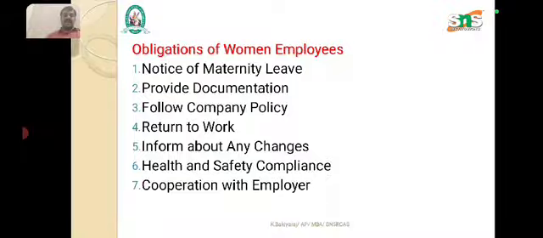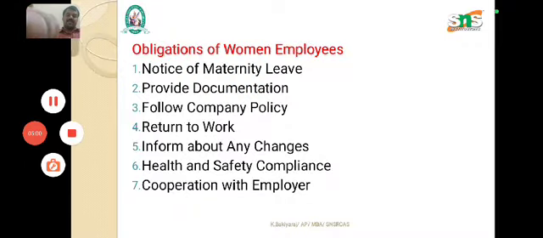If they face any trouble or any consequences regarding health or safety, they may approach their employers. The seventh obligation is cooperation with their employers. So these are some of the obligations of women employees.